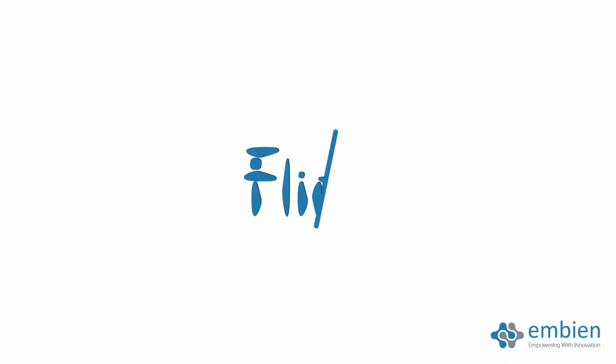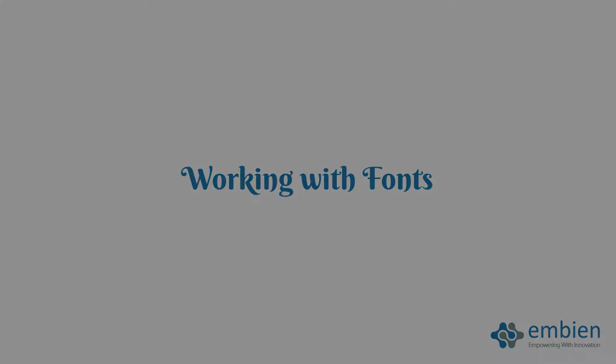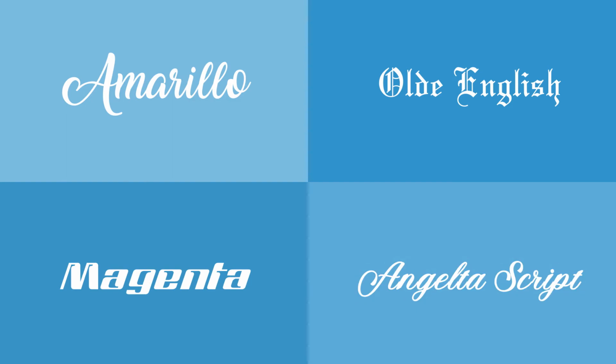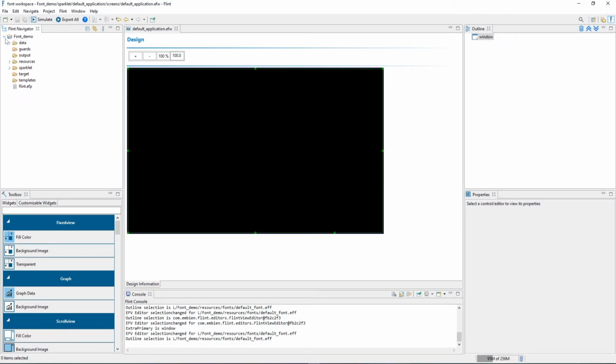In this video, we are going to see about working with fonts in Flint. In Flint, users can create their own customized font for the text to be displayed. For that, we have created a sample project named Font Demo. Under the resource folder, we can find a default font file.